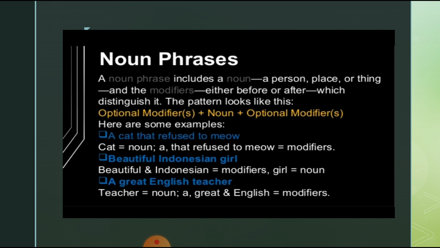So from this we come to know this is a noun phrase. How do we come to know? We see the modifiers come before or after the noun. We can identify the noun, and the modifier through which we come to know this is a noun phrase. The next example, a great English teacher. Teacher is a noun, and a great English is a modifier. So this way we can identify it's a noun phrase.